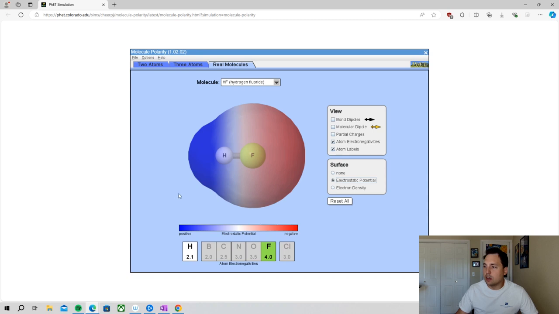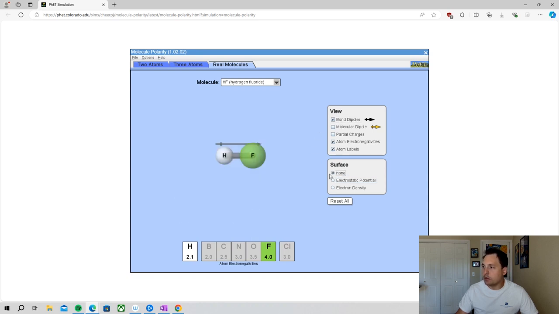So if this was represented with a bond dipole, if we represent this end of the arrow as the positive charge, and the arrow point as the negative charge, this will go towards the fluorine. And then because there's just one bond in hydrogen fluoride, the molecular dipole is going to be in the same direction as the bond dipole. So we'll have to sum all the bond dipoles to get what the overall molecular dipole is.